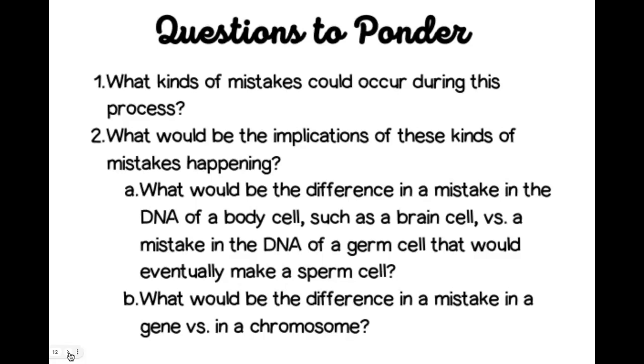So some questions to ponder really quickly. What kinds of mistakes could occur during this process? And what would be the implications of these kinds of mistakes happening? For example, what would be the difference in a mistake in the DNA of a body cell, such as a brain cell, versus a mistake in the DNA of a germ cell that would later eventually make a sperm cell? Or B, what would be the difference in a mistake if it happened in the gene versus in the chromosome? Think about that.